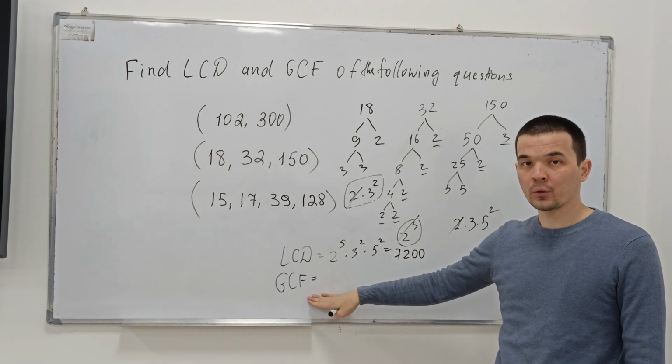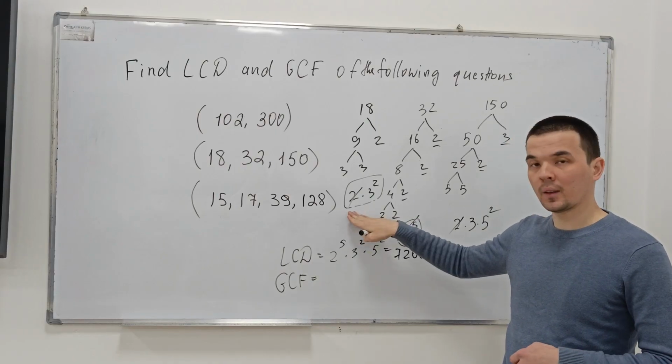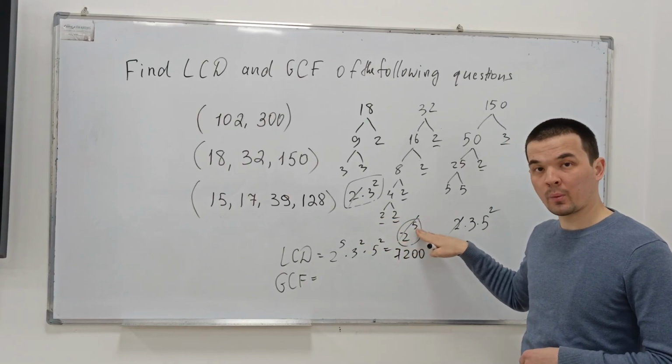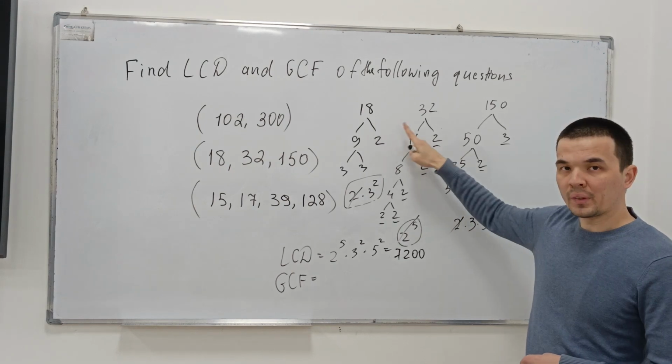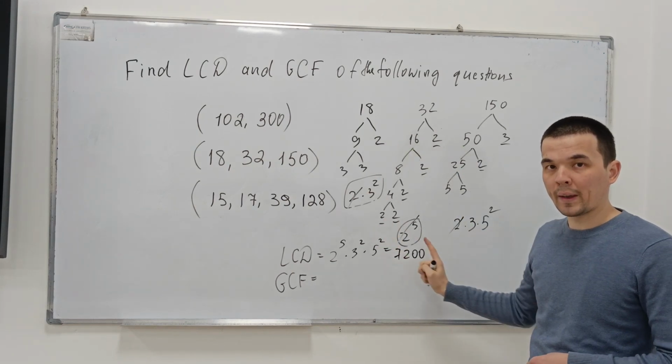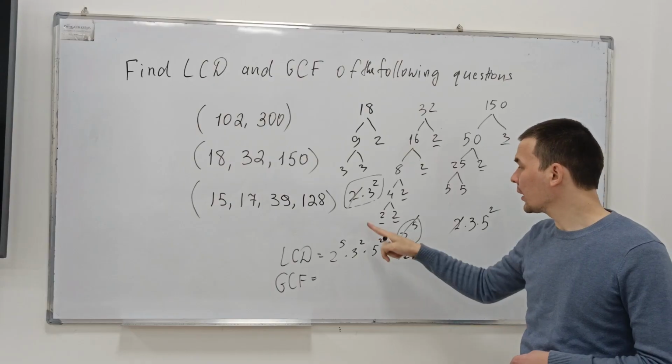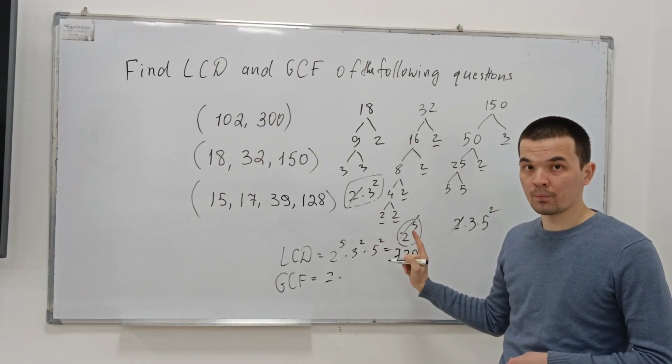What about GCF? Let's start selecting numbers. For GCF, we have to choose the smallest number. We have got 2, we have got 2 exponent 5, we have got 2. All three numbers have got 2, so we can select the smallest one. The smallest one is definitely 2.